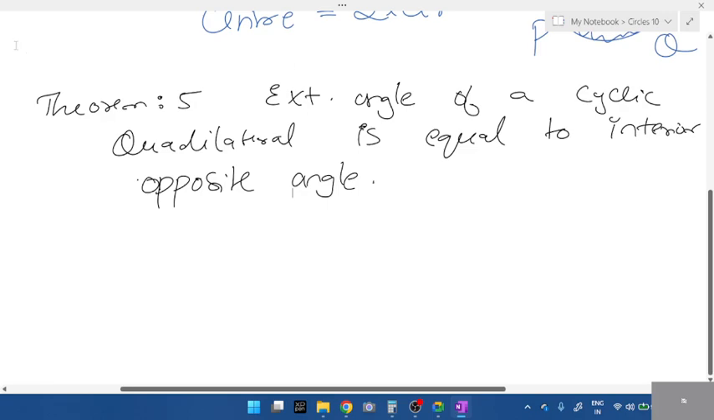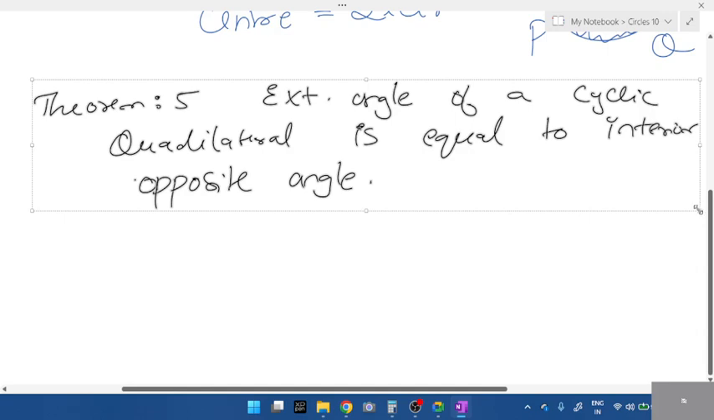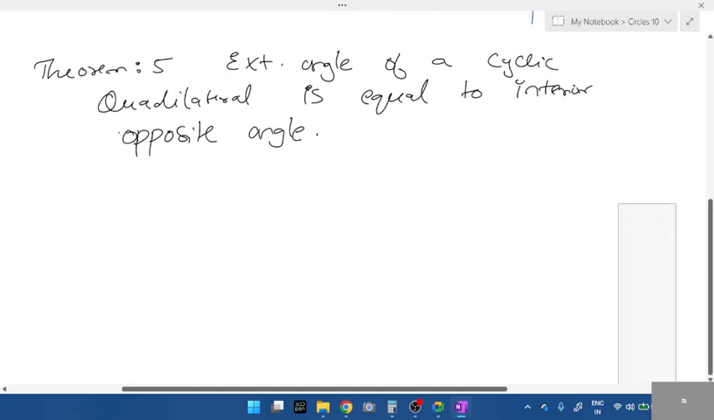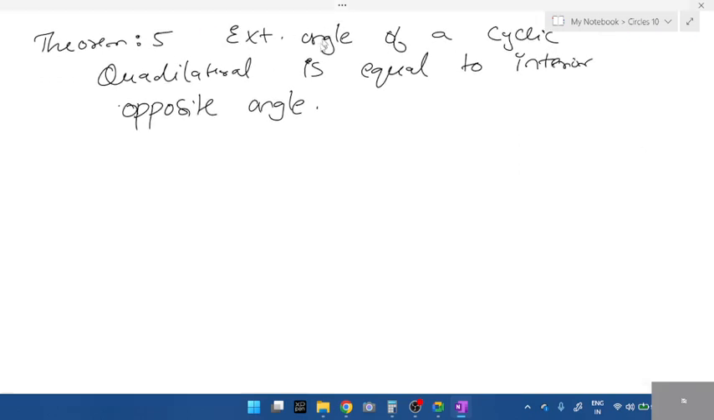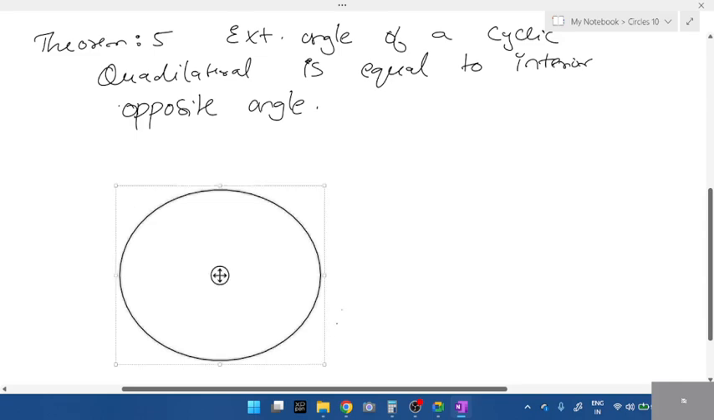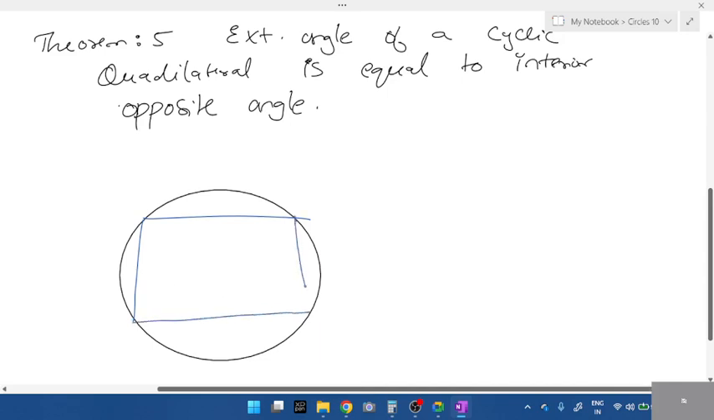See, don't write yet, students. First let me explain. I'll give you all time. Last theorem. After this we'll start solving the questions. Exterior angle of a cyclic quadrilateral is equal to interior opposite angle. So let me take a cyclic quadrilateral like this. I'll name this A, B, C and D. What do you mean by exterior? All these are what? Isn't it interior? These are interior, right?